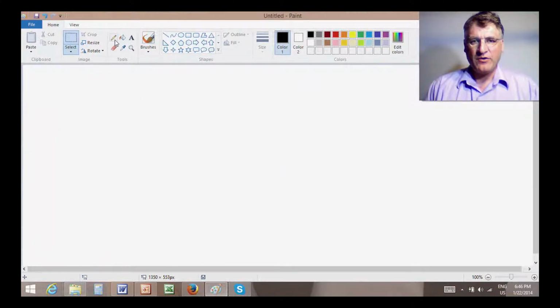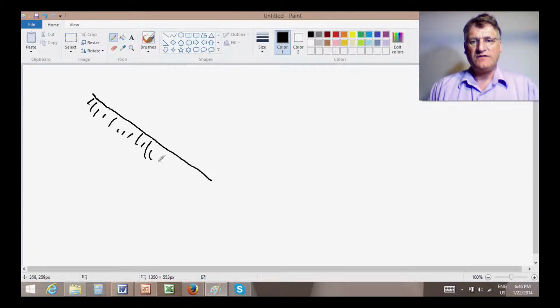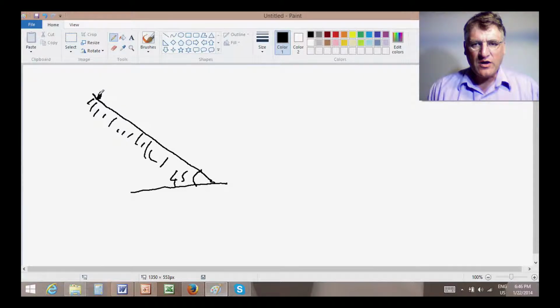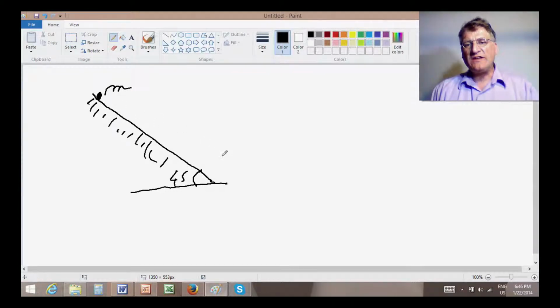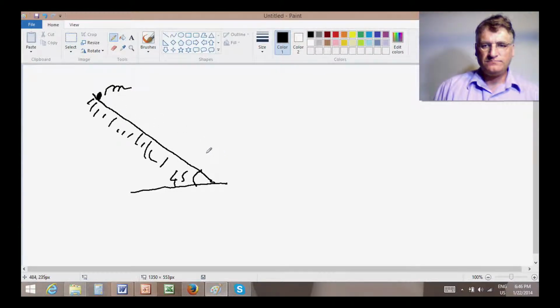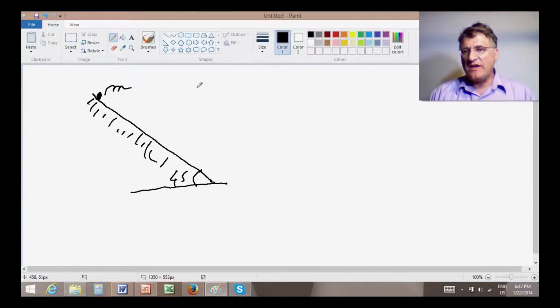This is a simple example. Let's take the slope, and let's say the slope is at about 45 degrees to make matters simple. And we have a mass m free to slide down the slope. Okay? And let's say that for the sake of the example, we have no friction.